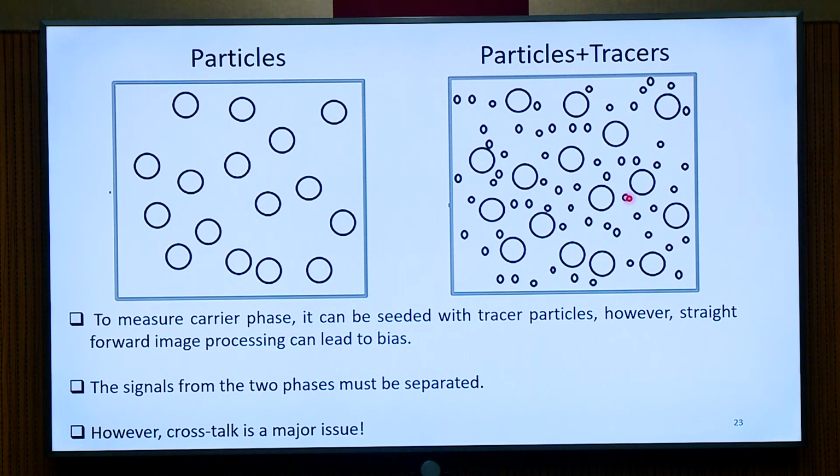Okay. So now, how do we measure the carrier phase? If we simply process this, do you get carrier phase velocity or droplet velocity? You don't know. Because if the droplet size is larger, obviously it will be biased towards the droplet velocity. But you get some average velocity again. So this means that the two phases must be separated. So we need a phase separation technique.